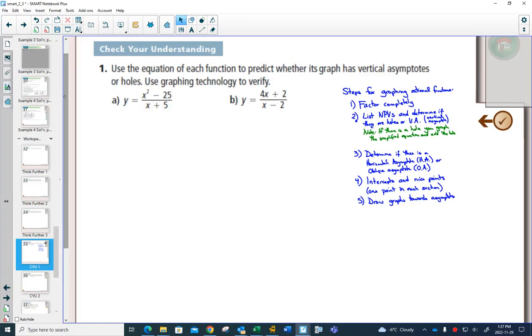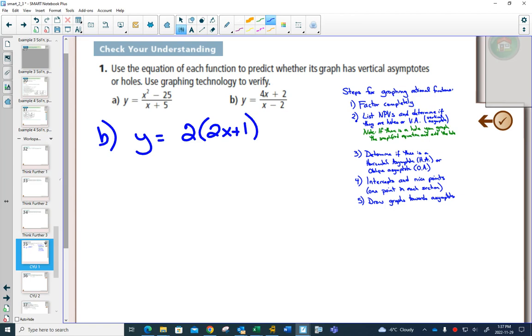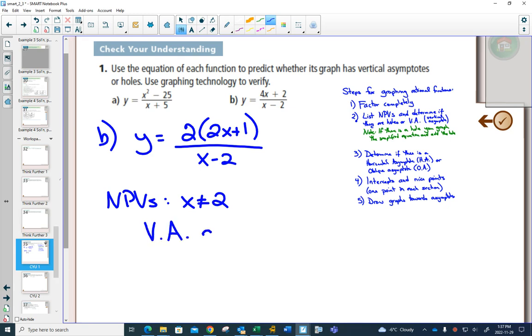So now we'll look at part B. Again, it says factor completely. I can factor out a common factor of 2 out of the top. Nothing simplifies in this case. So we factored it completely. Now we go to our non-permissible values. In this case, x can't equal 2, because that would make you divide by 0. And since it doesn't cancel out, we have a vertical asymptote at x equals 2.